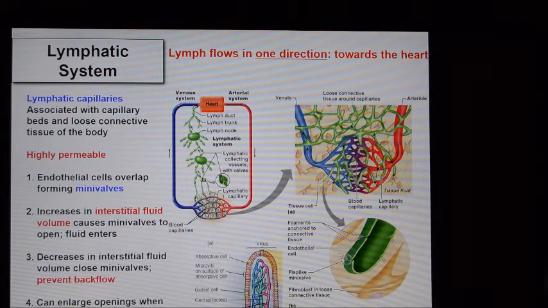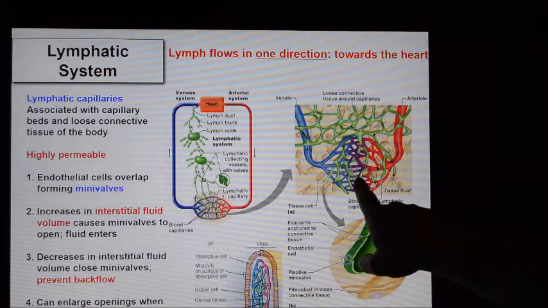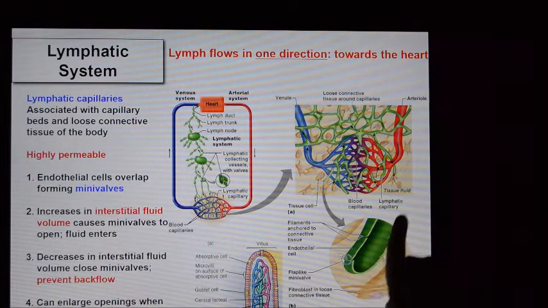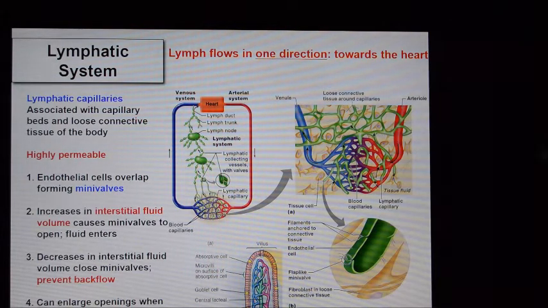So the capillary beds pulse. That pulsation of fluid puts pressure on your lymphatic capillaries. They take up a little bit of excess fluid, and that fluid gets slowly pushed back towards the heart, where it has to go through a lymph node to be tested by your immune system.